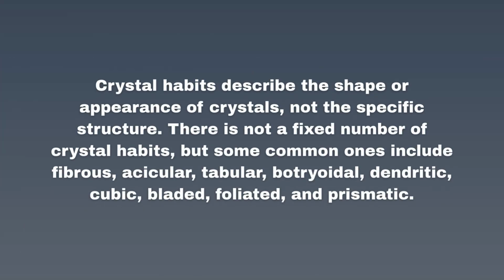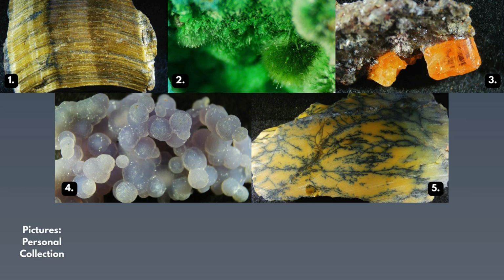Crystal habits describe the shape or appearance of crystals, not the specific structure. There's not a fixed number of crystal habits, but some common ones include fibrous, acicular, tabular, botryoidal, dendritic, cubic, bladed, foliated, and prismatic. For number 1, we have tiger's eye, which has a fibrous crystal habit. So as you can see, it's like it's got little hairs. For number 2, we have conichalcite with an acicular or needle-like crystal habit. So it's got little puffball needles.